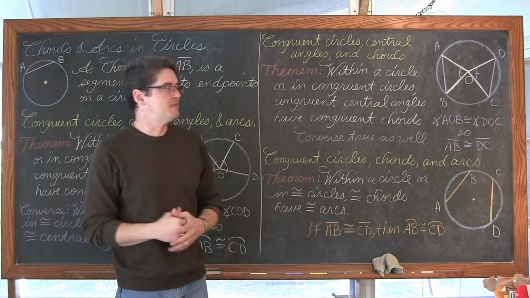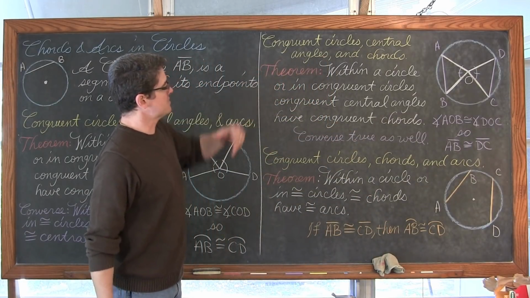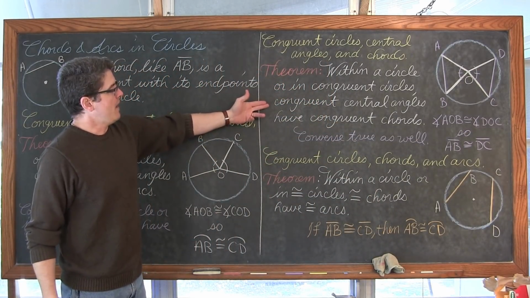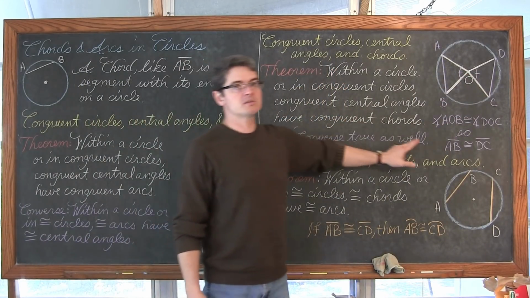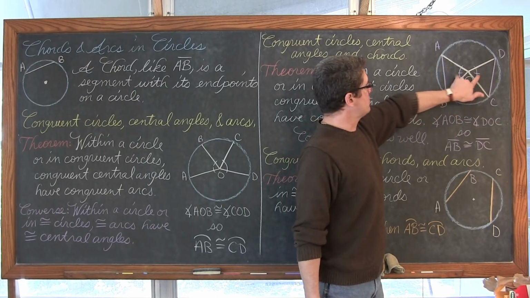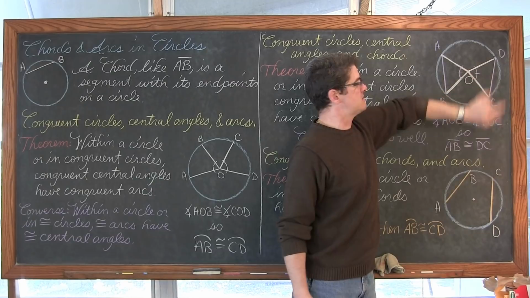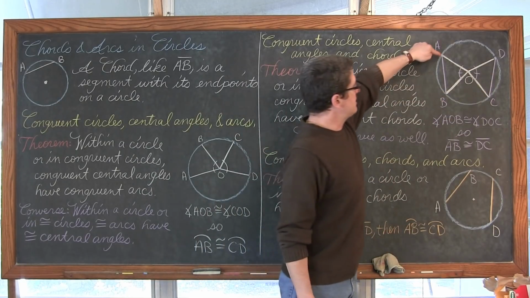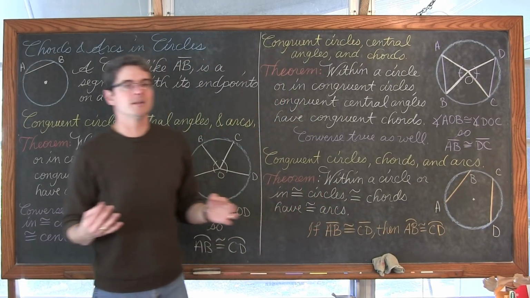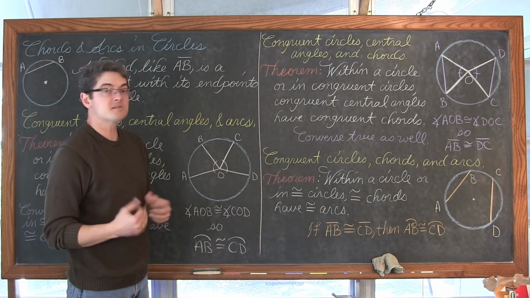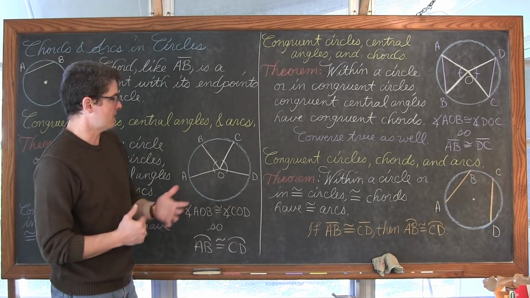Well, the same basic idea, very similar to the arcs. Within a circle or congruent circles, if you have congruent central angles, then you have congruent chords. So not only would we have a situation where arc AB is congruent to arc DC because these central angles are congruent, but the chords are going to be congruent as well. Now, of course, we're talking about length because that's the only way we can measure segments. You can measure arcs in degrees or length, arc length.